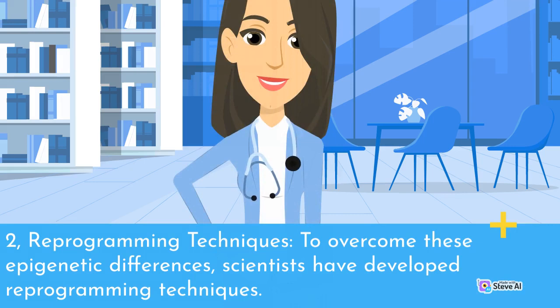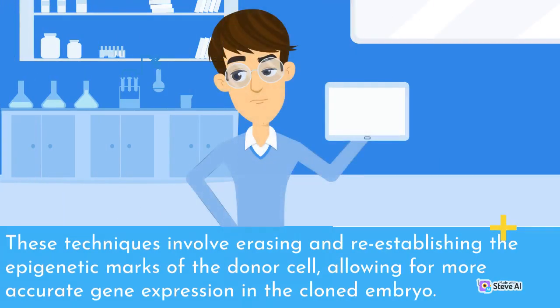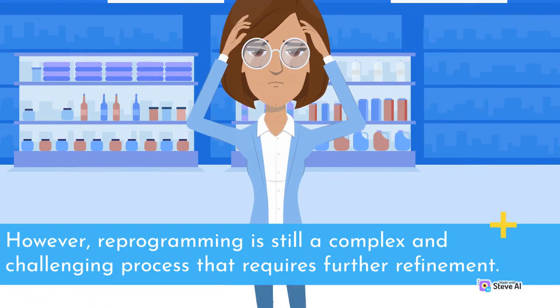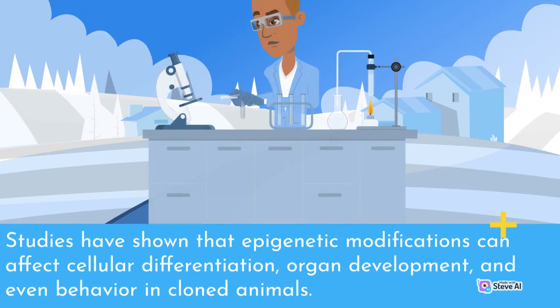2. Reprogramming techniques. To overcome these epigenetic differences, scientists have developed reprogramming techniques. These techniques involve erasing and re-establishing the epigenetic marks of the donor cell, allowing for more accurate gene expression in the cloned embryo. However, reprogramming is still a complex and challenging process that requires further refinement. Studies have shown that epigenetic modifications can affect cellular differentiation, organ development, and even behavior in cloned animals.